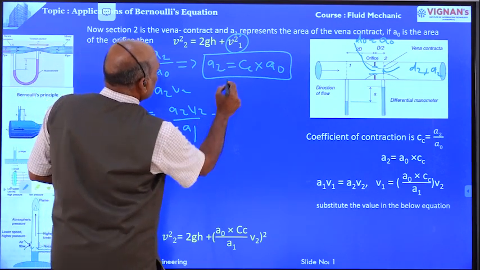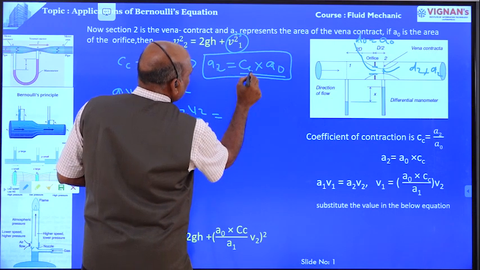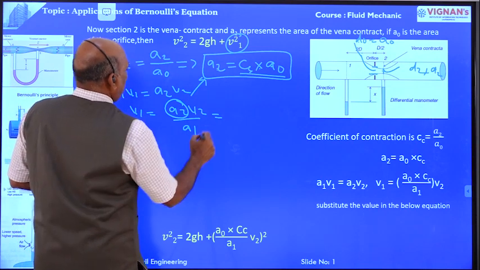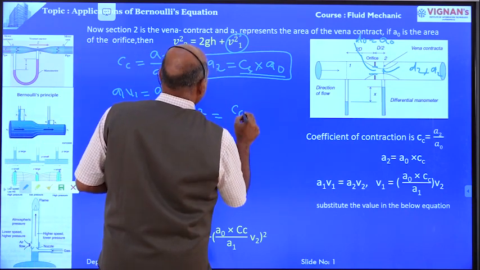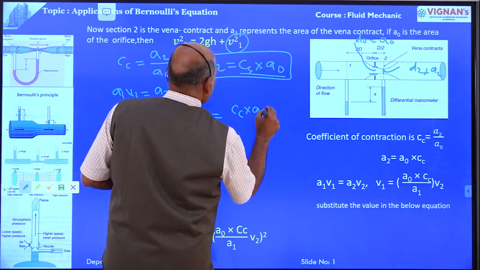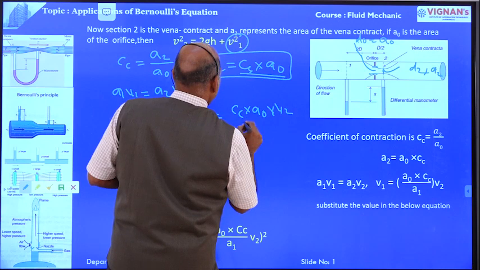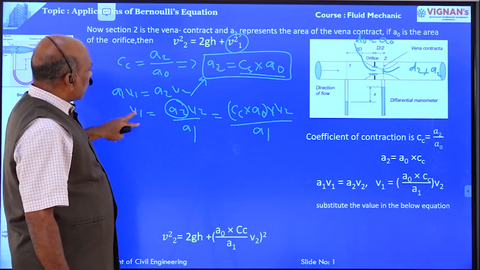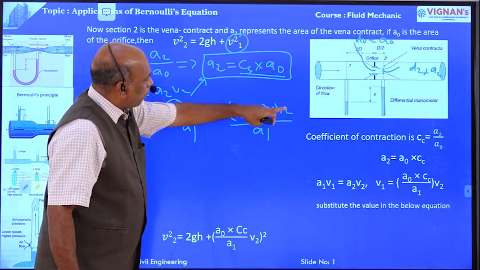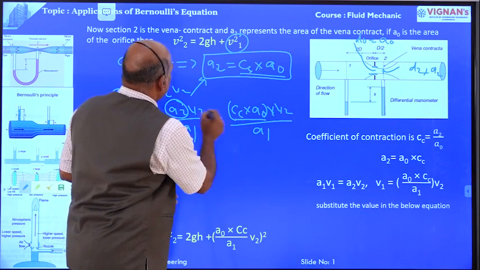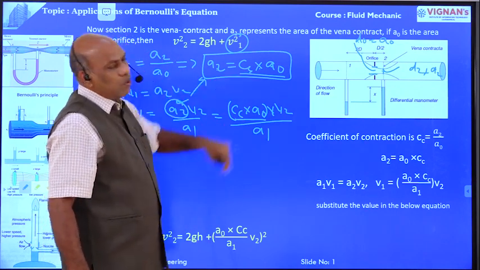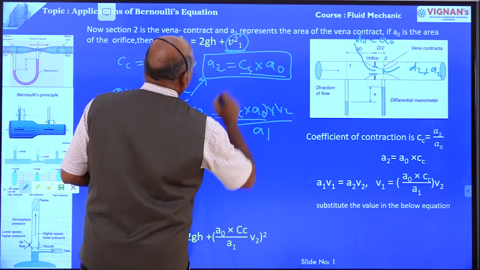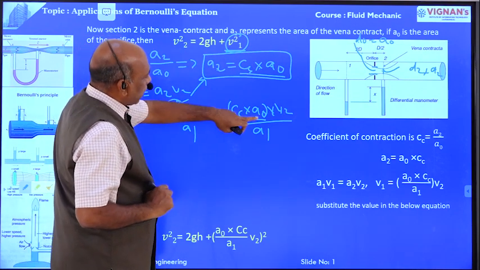Already we have derived A2 is equal to Cc into A0. In place of A2 we are going to take this value. Therefore, V1 is equal to Cc into A0 into V2 divided by A1. Cc into A0 is nothing but A2. Now, in place of V1 in the standard equation we have already derived, we are going to take this value.